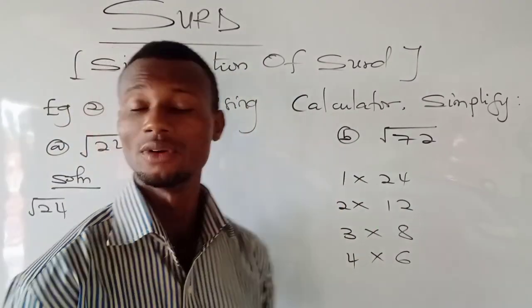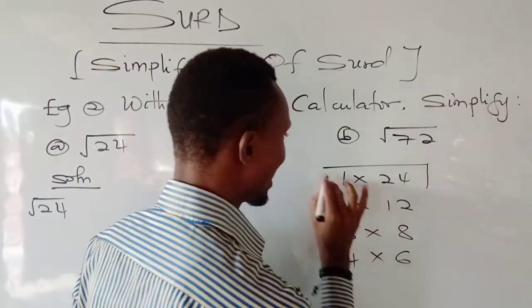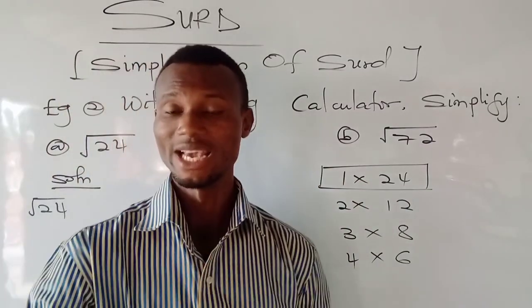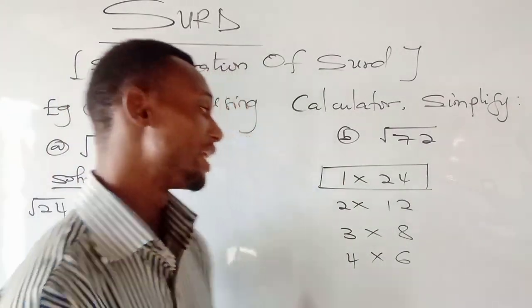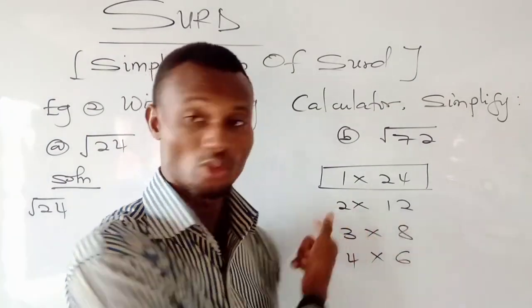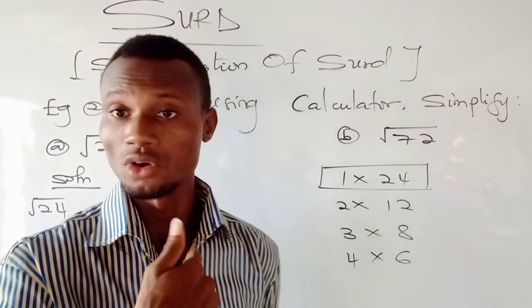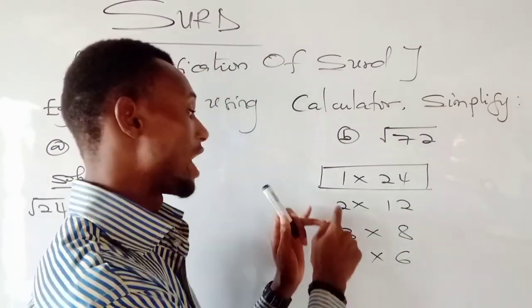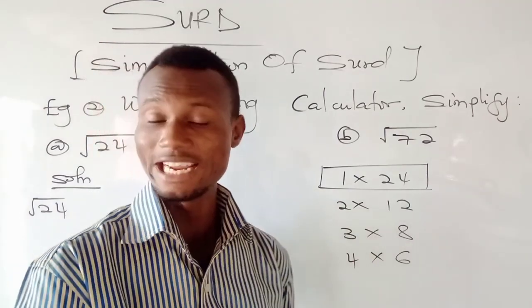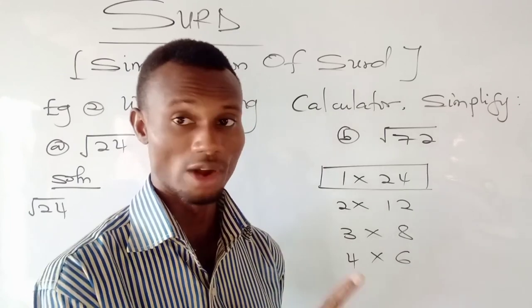1 times 24, it has a perfect square in it. So let me identify it. This one has a perfect square in it, the 1 times 24, because 1 is a perfect square, okay. Now let's come to the 2 times 12. 2 times 12, there isn't any perfect square there, okay, because the 2 is not a perfect square. The 12 is also not a perfect square. Now the 2 is not a perfect square because you will not get the square of any number or integer to give you 2, okay. So 2 is not a perfect square.